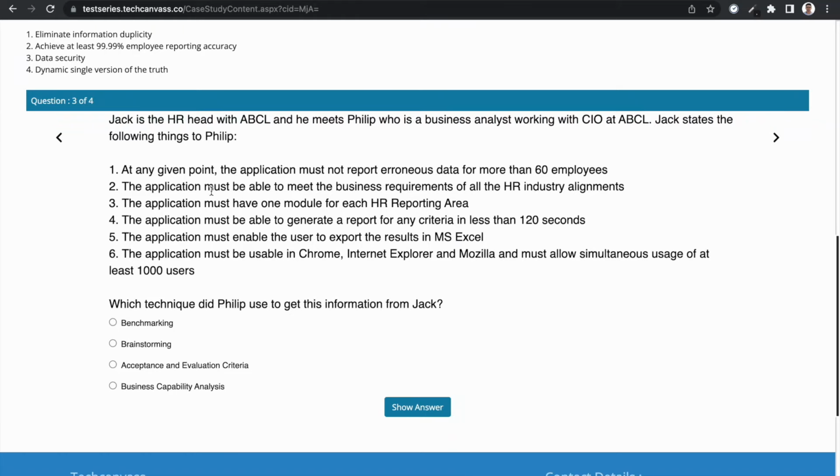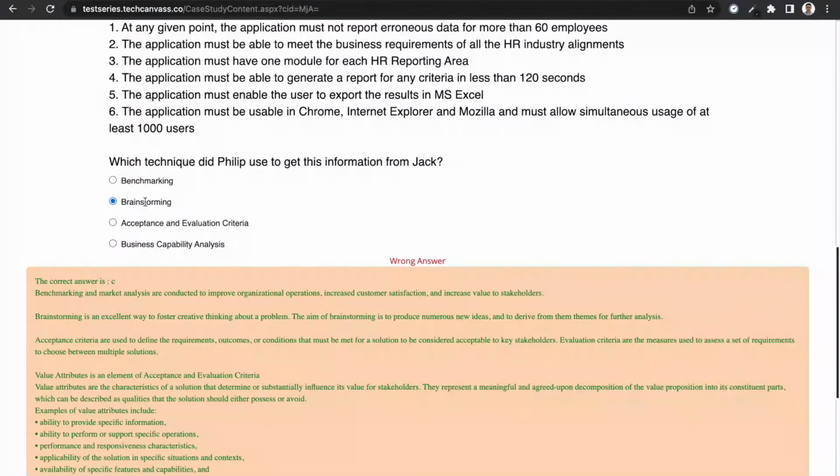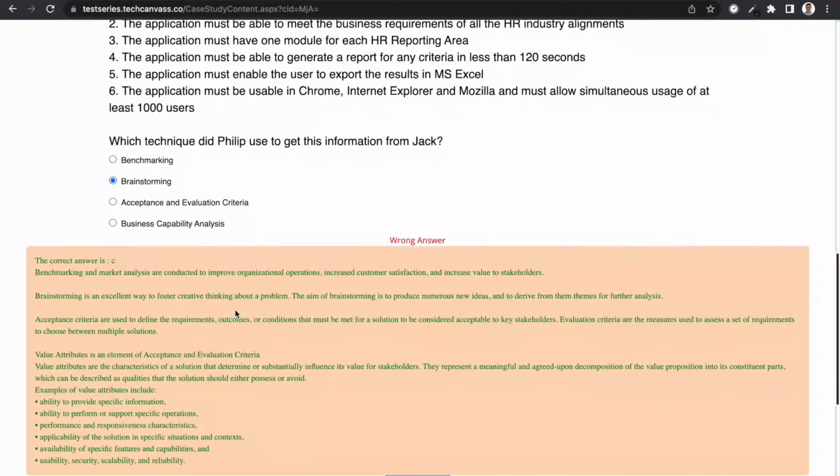So all such 6 points he would have captured, and the question is how we would have got them. Let's see what the correct answer is. The correct answer for this is acceptance and evaluation criteria. It is not brainstorming, it is not benchmarking, it is not business capability analysis. And a great amount of explanation is given here on why acceptance and evaluation criteria is the correct answer.